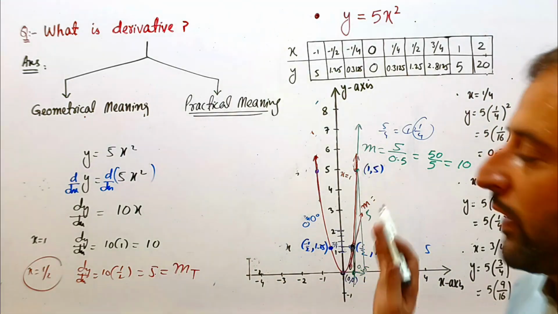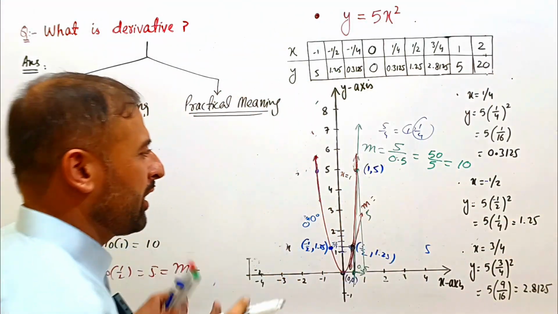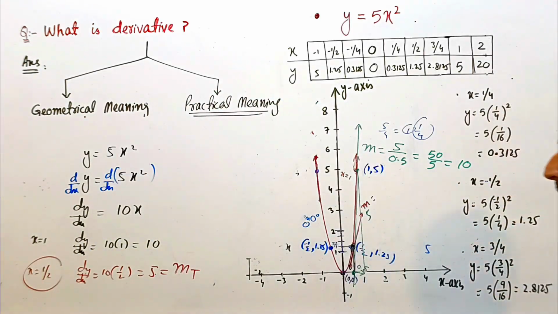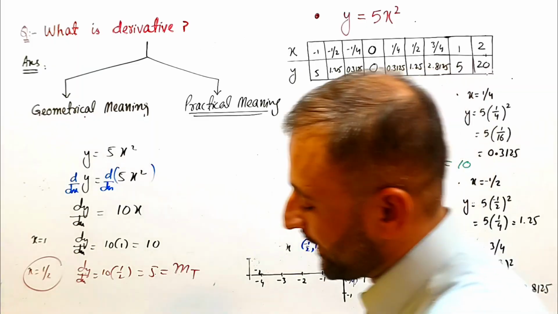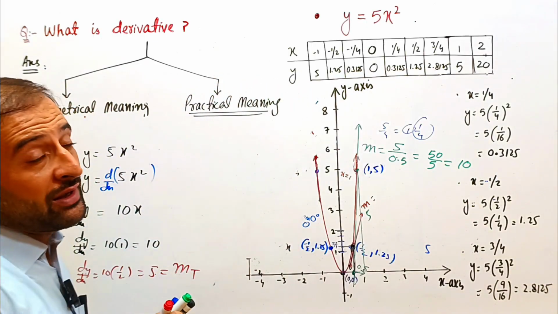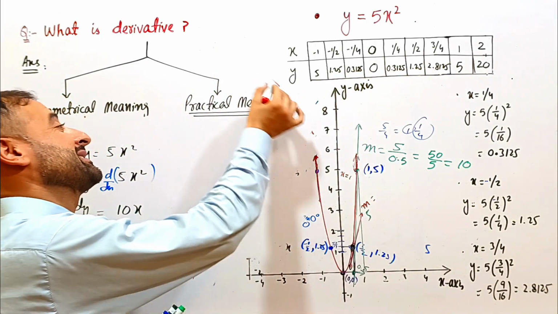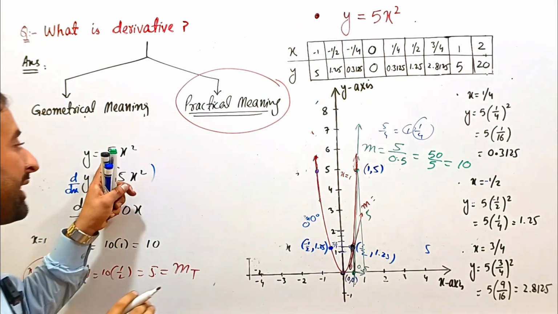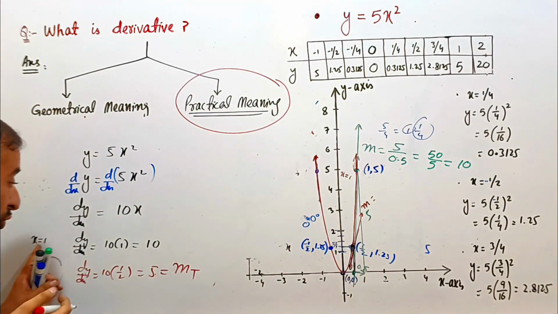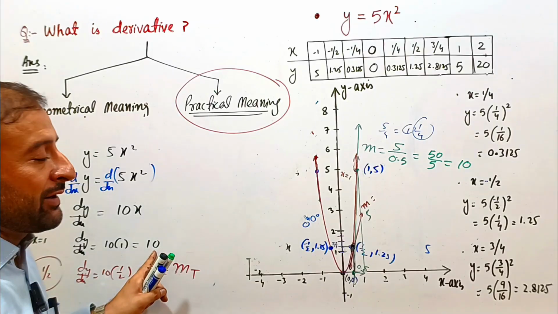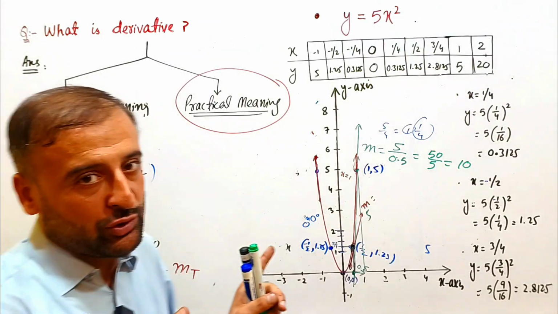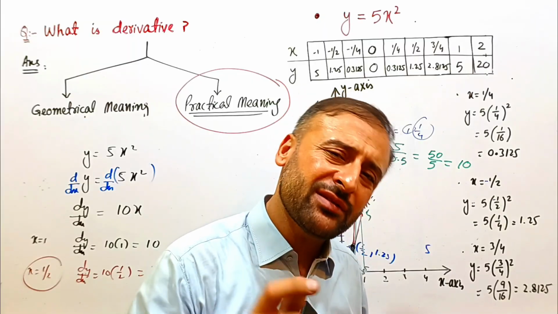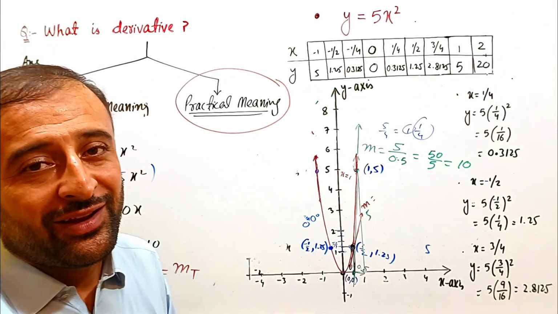Right, students? Okay, sir, we fully understand this. God willing, we will have no problem in the geometrical meaning from now onwards. But now, students, come to the main thing. This is the practical meaning. This is the function. This is the derivative. If you put x is equal to 1, you get 10. Geometrically, it represents the slope. But what does it represent practically? This is a commonly asked question.